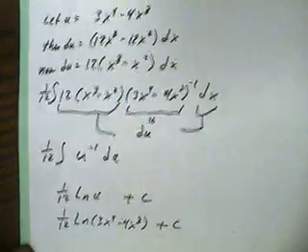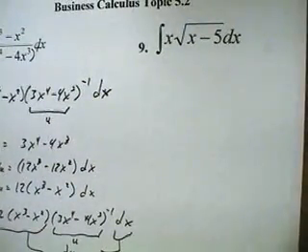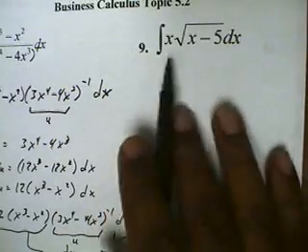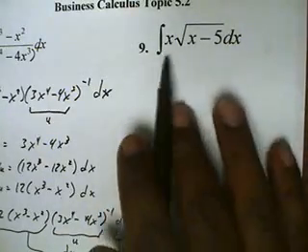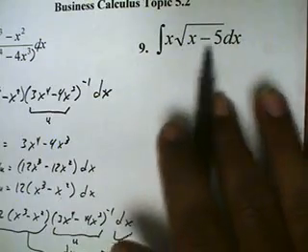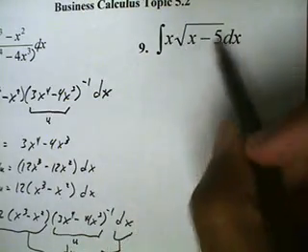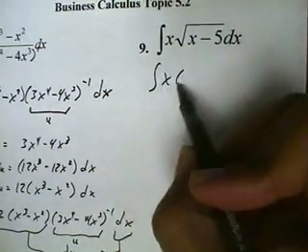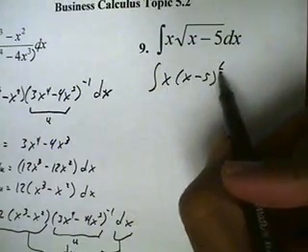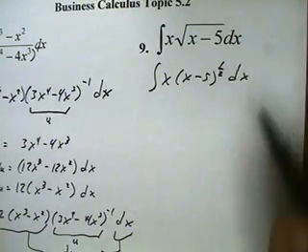All right, number 9. We want to take the antiderivative of this function: x times the square root of x minus 5. And I want to convert this root into a power. So this will become x minus 5 to the 1/2 power dx.